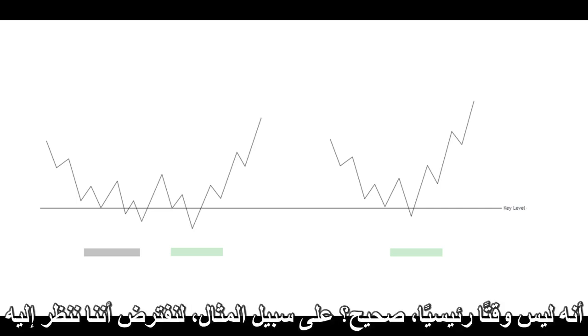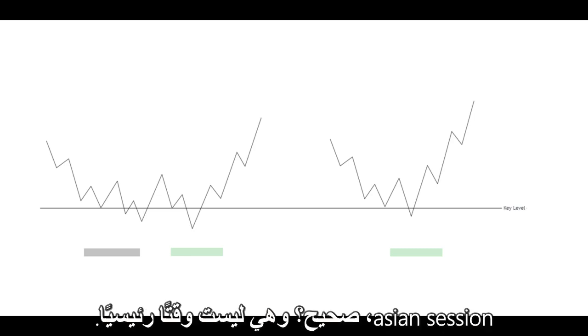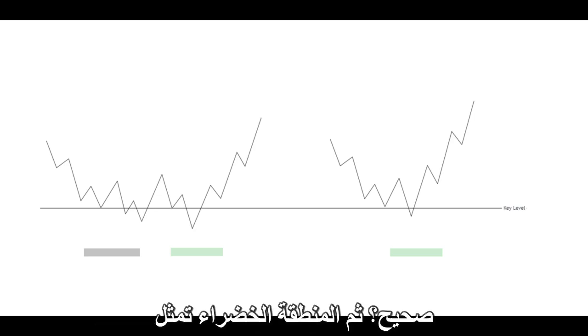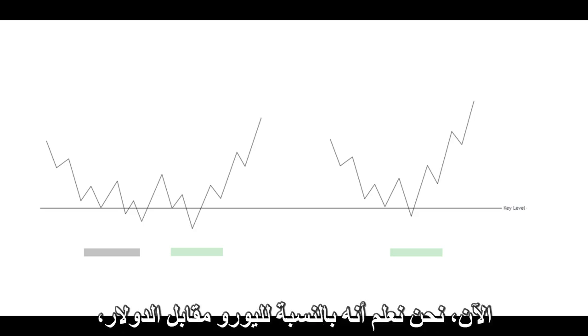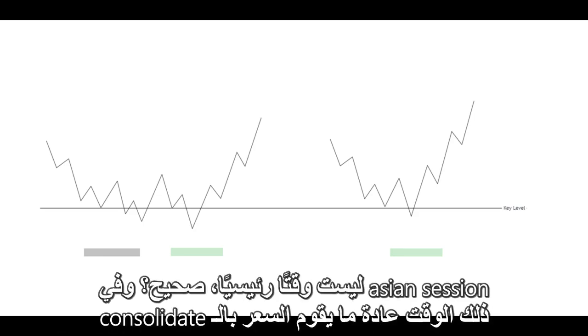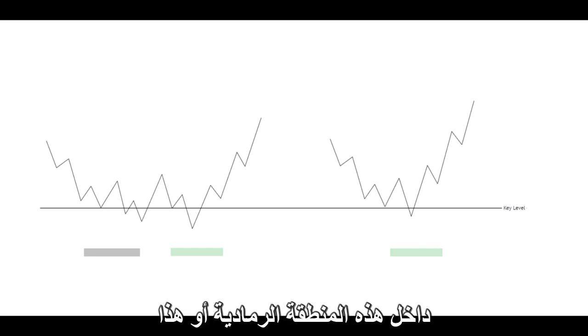For example, let's say we are looking at the 15-minute chart here. So this gray area represents the Asian session, right, which isn't a key time, right? And then the green area represents the London Open Kill Zone, which is a key time of the day, right? Now we know that for Euro USD, the Asian session isn't a key time, right? And at that time, price usually consolidates and doesn't form anything significant, right? Right here, you can see that price came down below and tested the key level and had a turtle soup inside this gray area or this gray time.